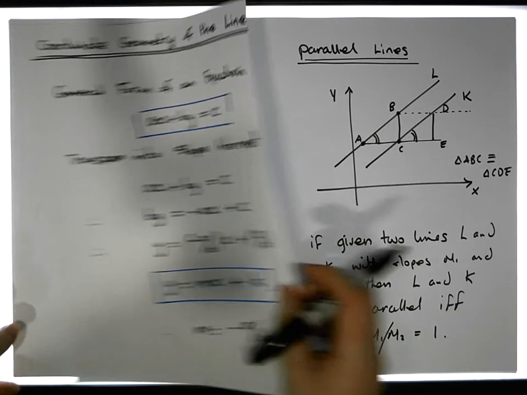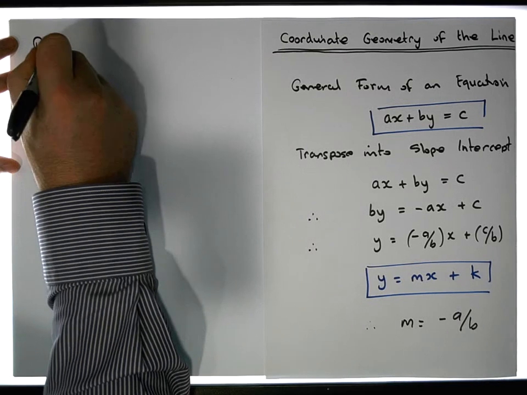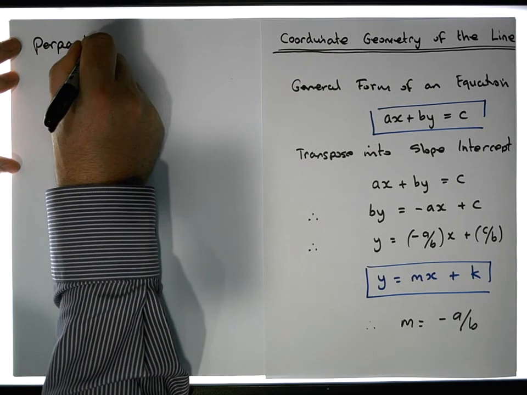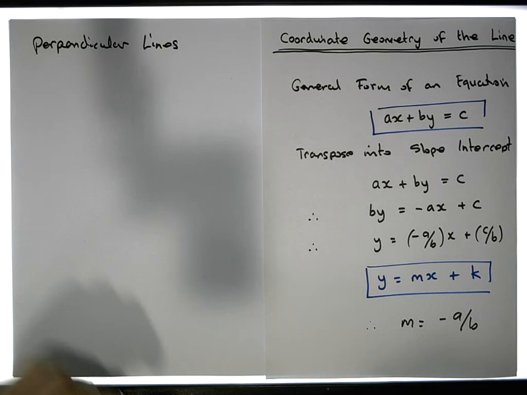What about perpendicular lines? With respect to perpendicular lines, if two lines are perpendicular to each other, the product of their slopes is going to be equal to -1. Let's just keep that in mind: the product of their two slopes will be equal to -1.